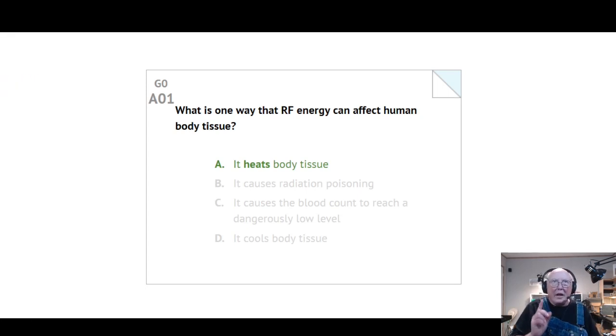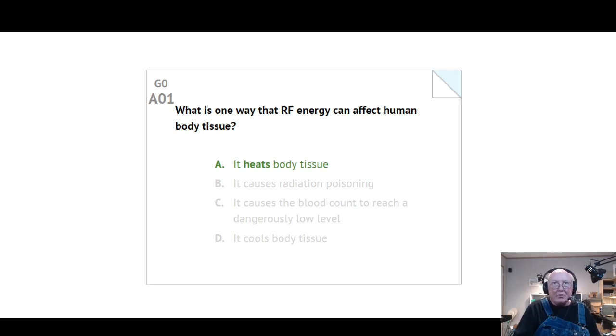Question A01. What is the one way that RF energy can affect the human body tissue? Any tissue for that matter. But think microwave oven. A microwave oven uses RF energy. It generates microwave energy, and it heats your food. It heats the body. So A is the correct answer. It heats the body tissue.